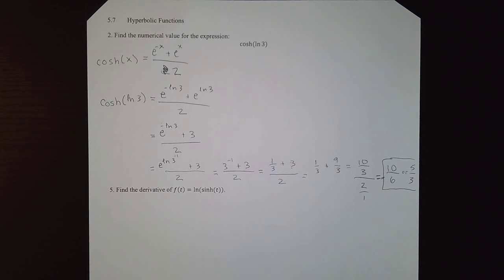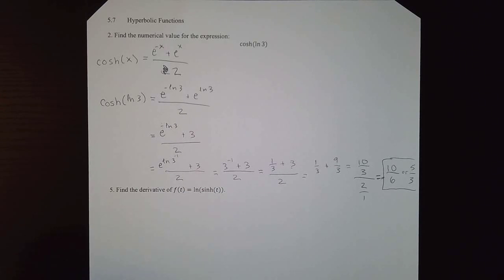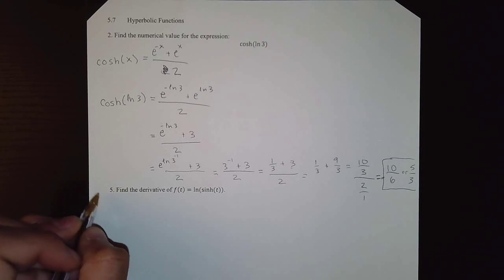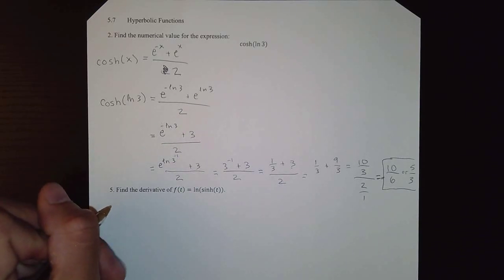Problem number 5 says, find the derivative of f of t if f of t equals the natural log of the hyperbolic sine function. So first we should start by acknowledging that we have to use the chain rule.